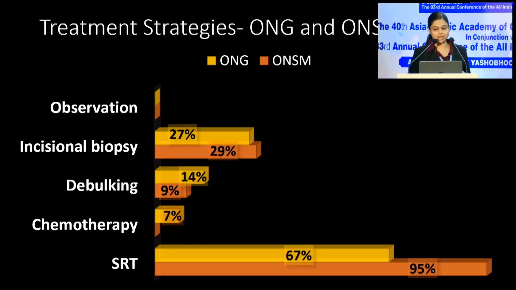Treatment strategies in our series: chemotherapy was given in 7%, usually under 3 years of age, until the child gets fit for radiation, and 67% received radiation therapy. Among the meningioma patients, the widely used treatment strategy was stereotactic radiation, in 95%.